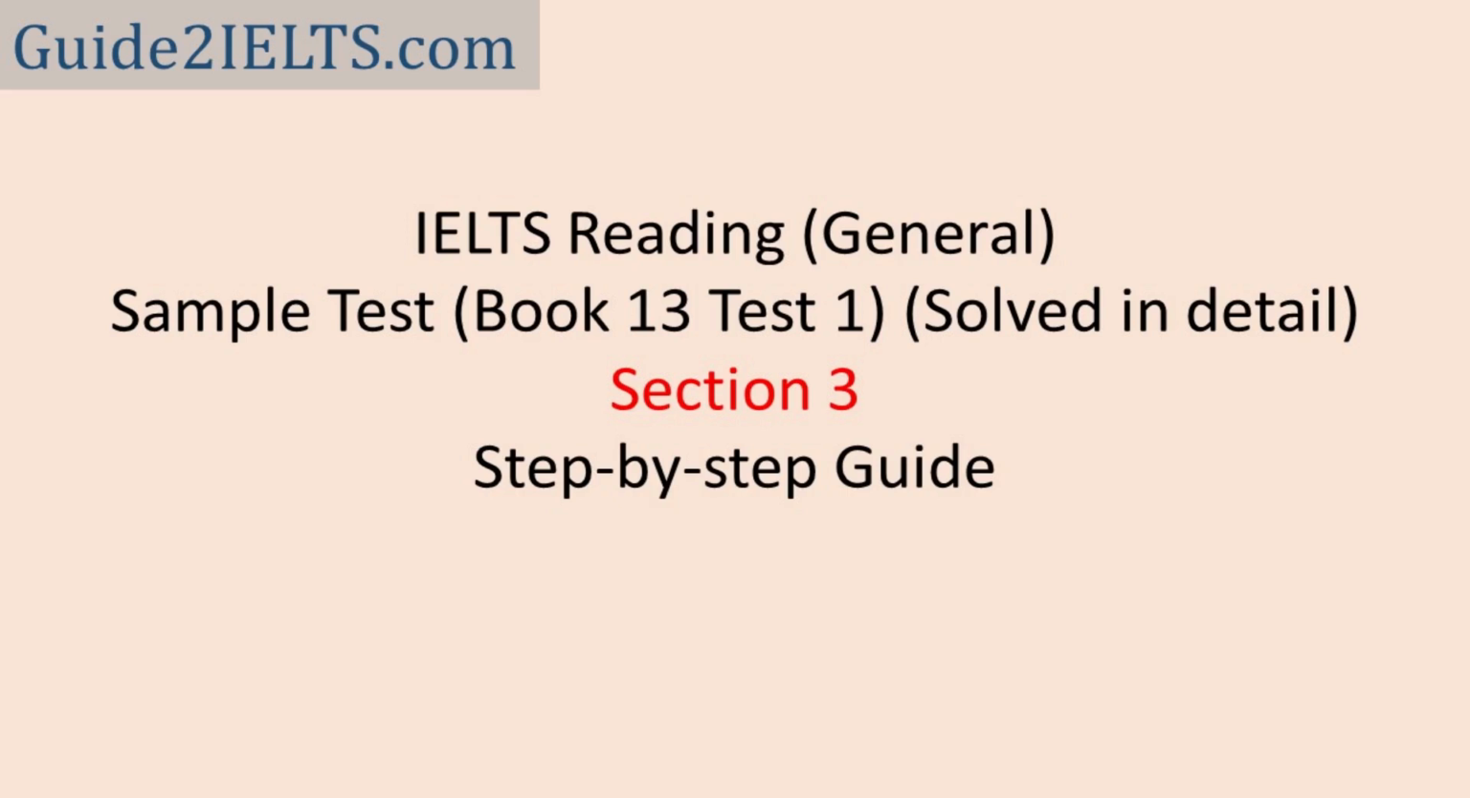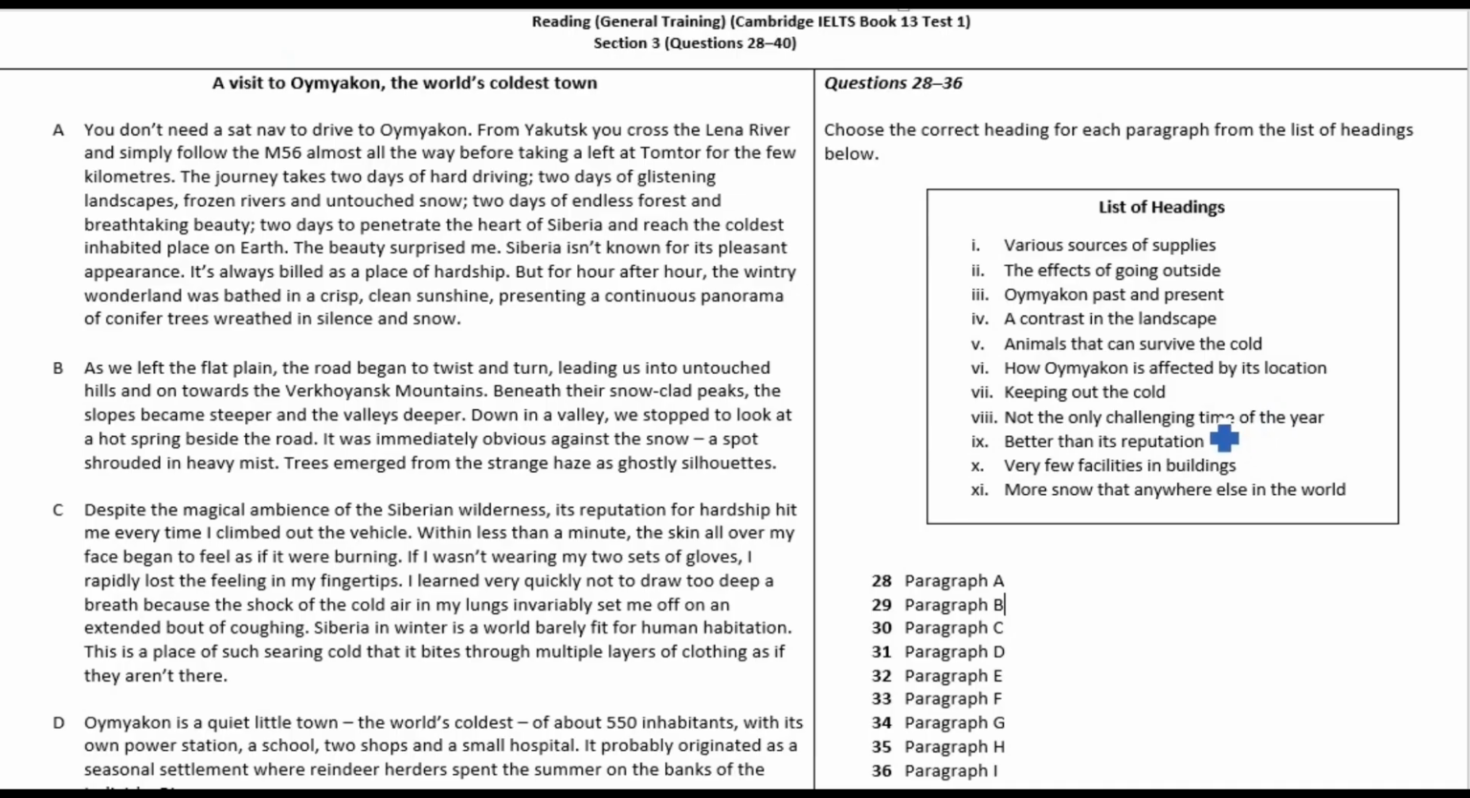We start with section 3 of IELTS Reading General. The way we tackle section 3 is very different from the way we tackle section 1 and 2. If you want to ace section 3, there is no way to do it without at least skimming through the passage or reading parts of it.